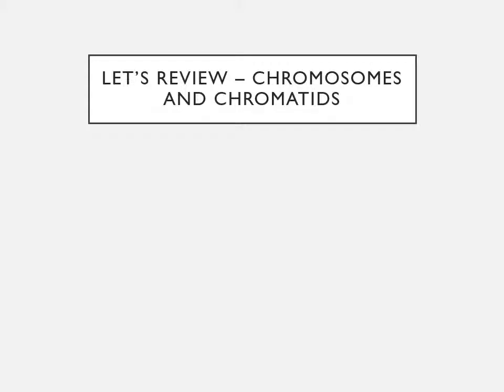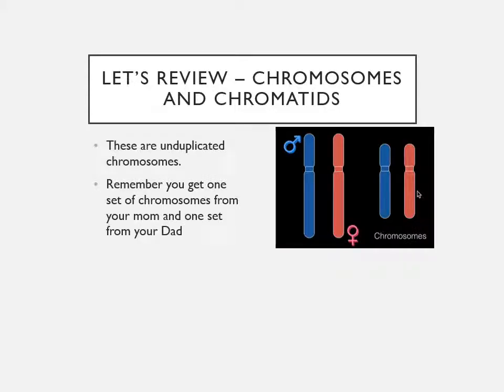Let's do a little bit of review before we get started and go over the terms that we will hear throughout this chapter. So first, let's look at chromosomes and chromatids. And the picture here shows unduplicated chromosomes. So if you remember, there's a phase in the cell cycle where the DNA duplicates. But when you see a single chromosome like this, this is at the start of our process, you have one chromosome from dad and one chromosome from mom.